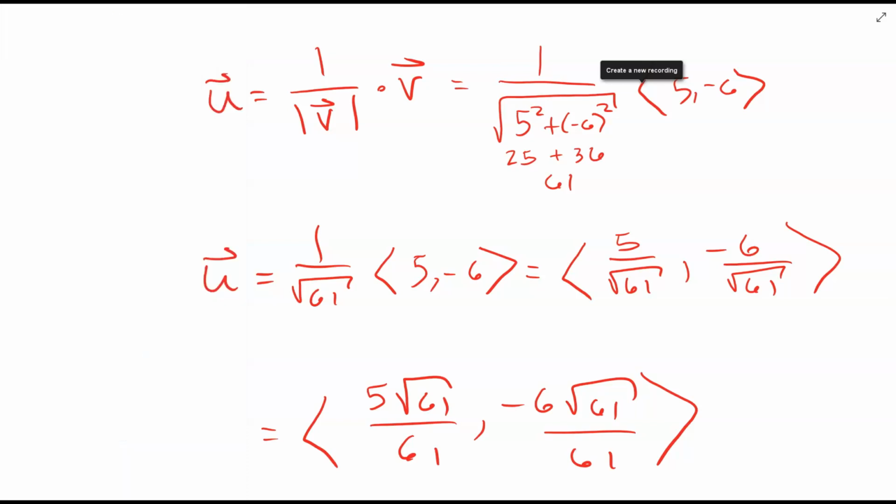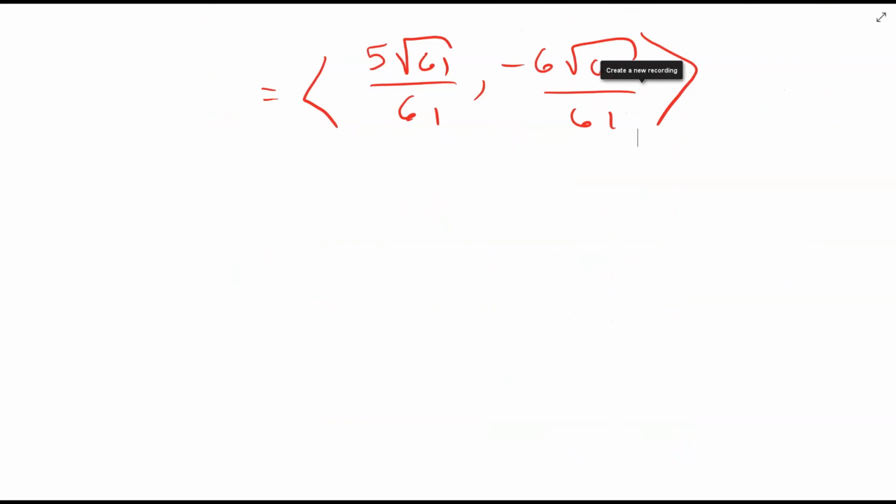Okay. Do we feel good about taking a vector and converting it to a unit vector? It's not too bad, right? You're just basically dividing by its magnitude. The only problem is the magnitudes are often kind of yucky numbers, right?